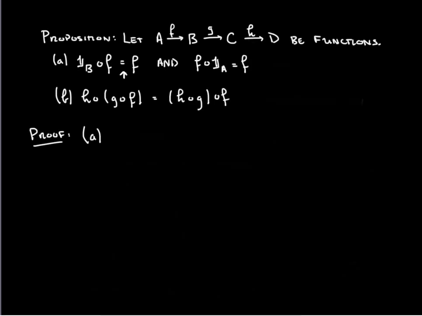In this video, we're going to take a look at a little proposition. We have three functions, f that goes from A to B, g goes from B to C, and h goes from C to D. So we have functions, and we're going to show that we have a left and right identity for the composition of functions, and the identity functions are going to play these roles. So we have left and right identities.